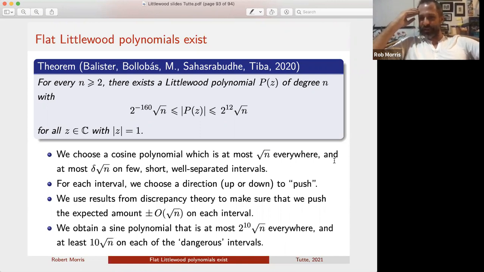Like I said, I'm not a programming person, but hopefully someone will use this to find these things at whatever degree, 10,000 or 100,000 or 10 million, I have no idea. But the cosine polynomial is totally explicit, and the sine polynomial. So you can make this into an algorithm, I think a polynomial time algorithm.